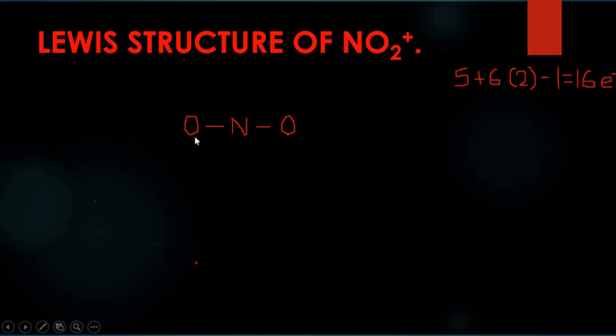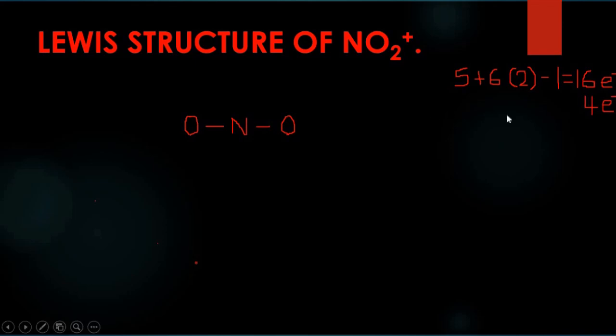Next is to determine the total number of bonds in our skeletal structure. The dashes over here represent the bonds, and each dash has 2 electrons in it. So we have 1, 2, that means we have 2 dashes, and we will multiply it by 2 to get the number of bonded electrons in this skeletal structure. So we have 4 bonded electrons in this skeletal structure, and we'll subtract it from the 16 over here.